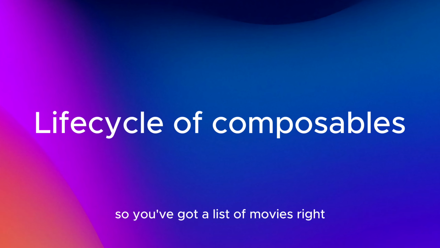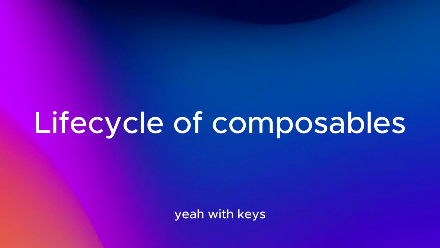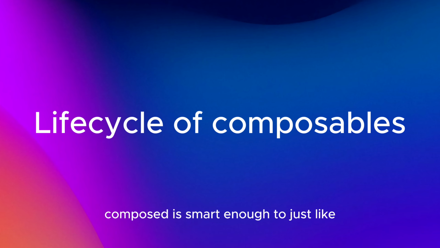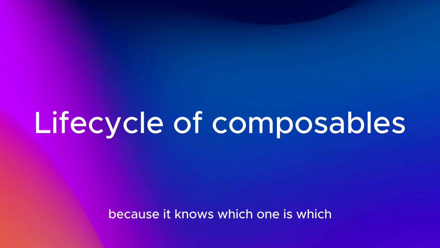Say you've got a list of movies, right? And the user can reorder them, like drag and drop. Okay, yeah. With keys, Compose can see that the order might have changed, but the movies themselves haven't. So instead of freaking out and redrawing everything, Compose is smart enough to just shuffle those existing movie composables around because it knows which one is which, thanks to those keys.